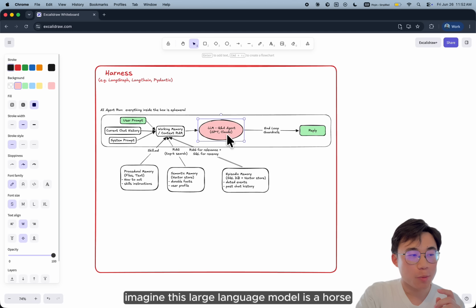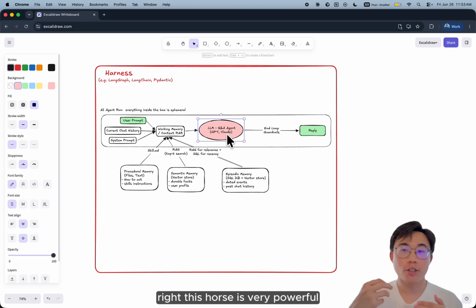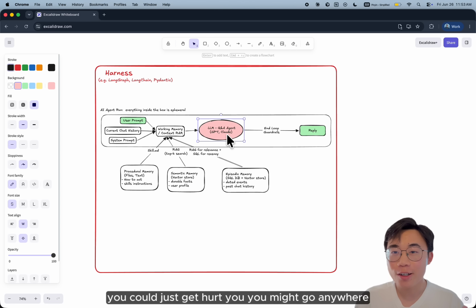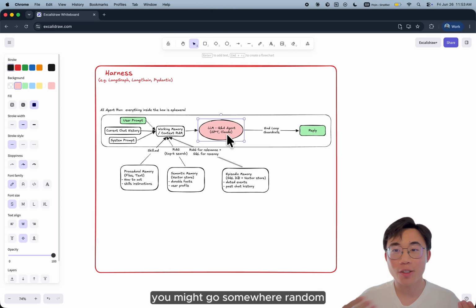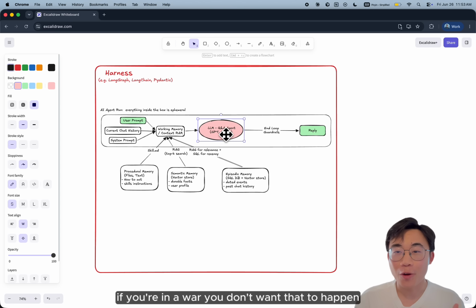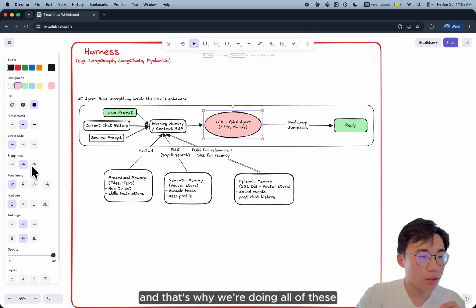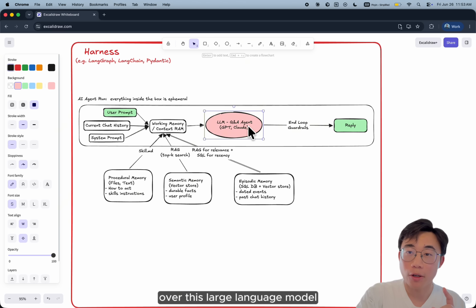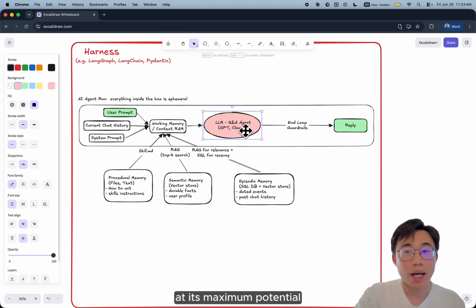Imagine this large language model is a horse, right? This horse is very powerful, they can run around, but if you don't have a good set of tools to ride this horse, you could just get hurt. You might go anywhere, you might go somewhere random. If you're in a war, you don't want that to happen. And that's why we're doing all of these, to make sure we have good control over this large language model and make sure we're utilizing it at its maximum potential.